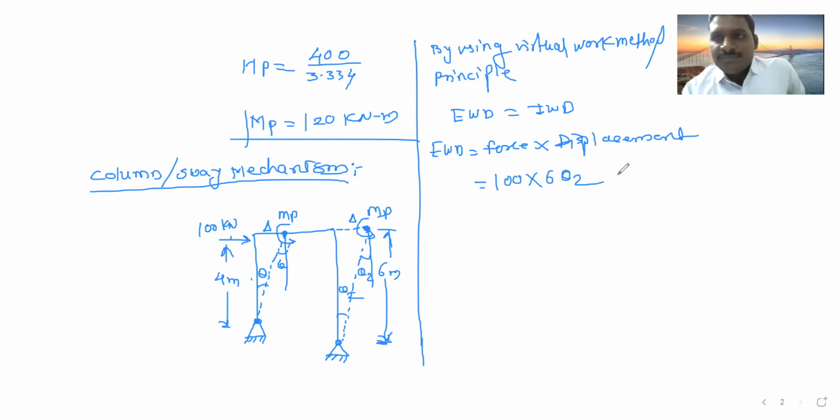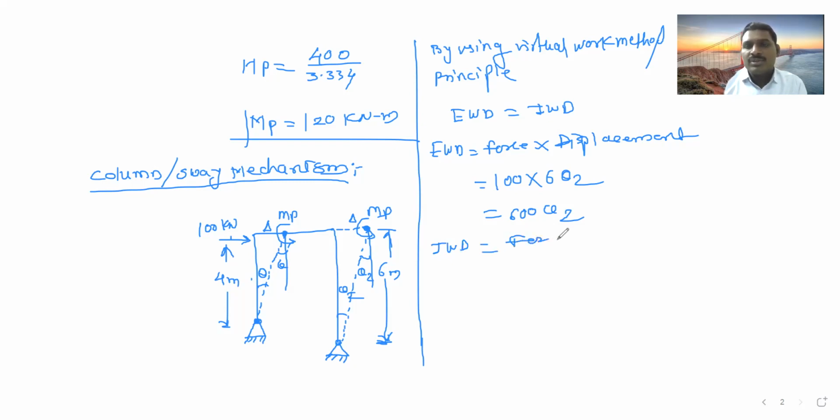We will change some conditions. We will use 6 theta 2. Everyone has got this displacement, how I have written here 6 theta 2. 6 is the height of the column. This much displacement delta occurs. So 6 meter is the height of the column with rotation of theta 2. So here 600 theta 2 is the external work done. Similarly, we can calculate the internal work done. Again here, force into displacement.